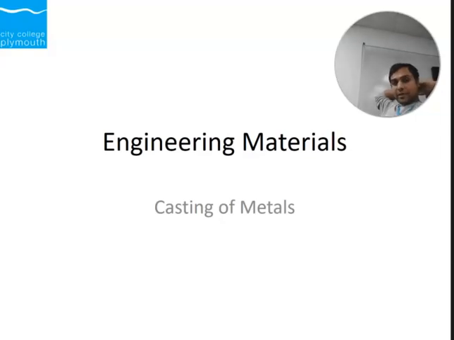We are going to have a look at the casting of metals. How do we cast the metals and what happens? What are the issues related to casting? What are the problems that we see during the casting process? And what are the remedies? How to get rid of these issues and problems in casting?